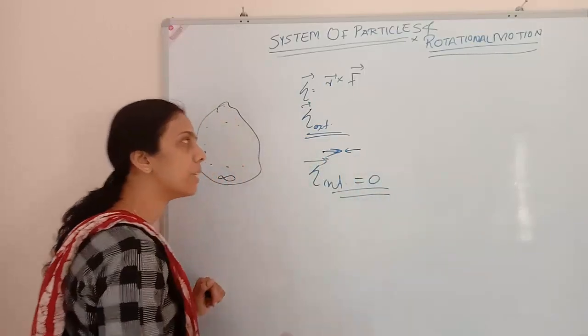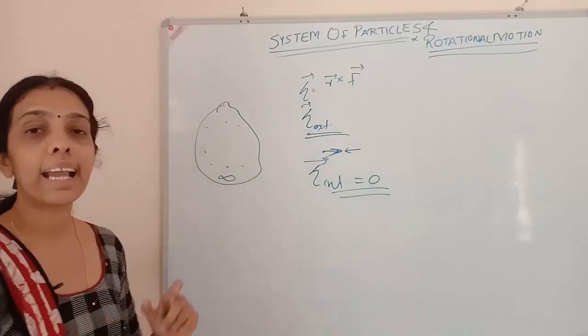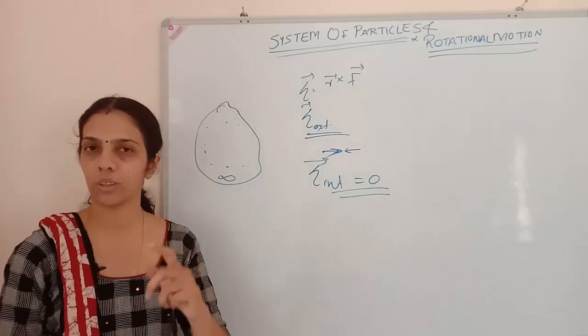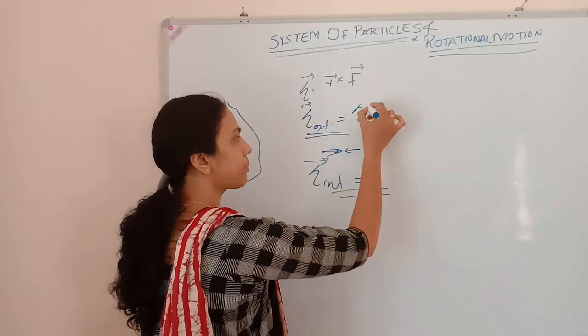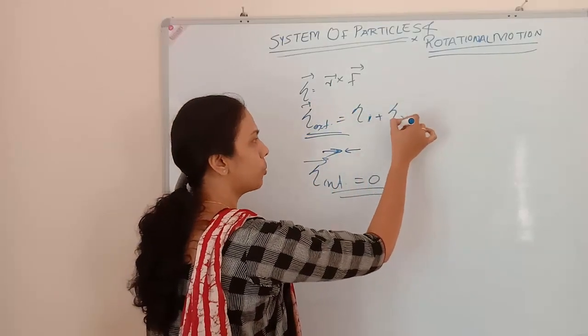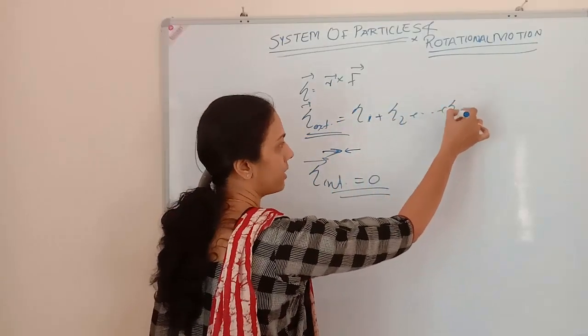Tau internal will be equal to 0. Only external torque will be acting on the system. So how can we find this external torque? Tau 1 plus tau 2 plus, and so on, plus tau n.